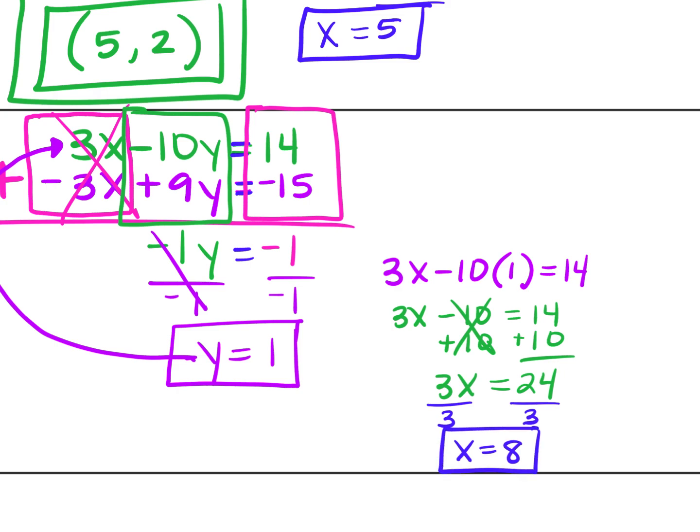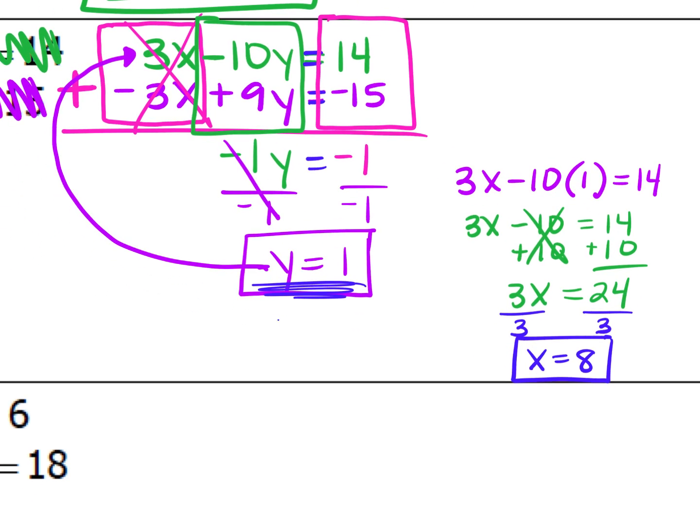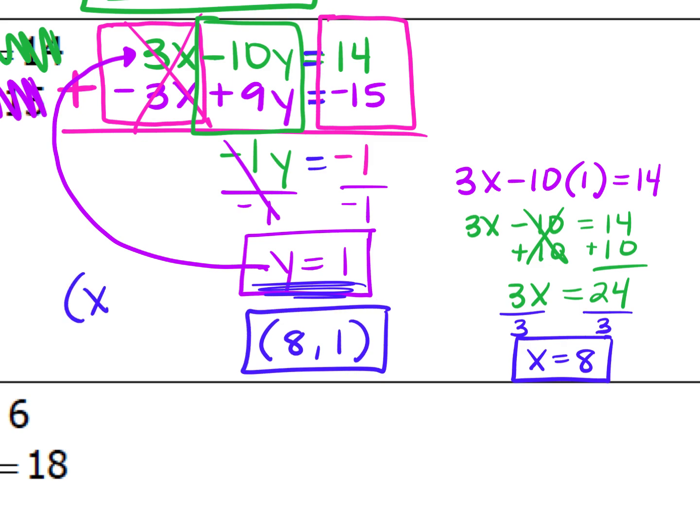Now notice that's an x value. This one over here is a y value. So your answer is the point 8, 1. Because we always put x and then y, right? A point is always x, comma, y. So x first, that's 8. Y second, that's 1.